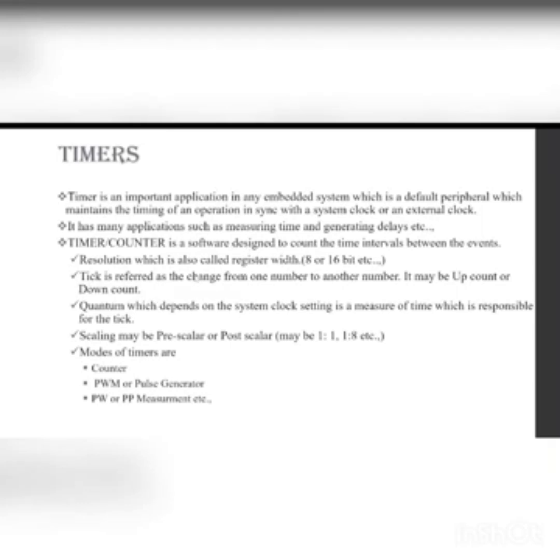Resolution, which is also called register width, is 8 or 16 bit, etc. It is referred to as a change from one number to another number. It may be up count or down count. Quantum, which depends on the system clock settings, is a measure of time which is responsible for this tick. Scaling may be prescaler or postscaler, maybe 1 is to 1, 1 is to 8, etc. Modes of timers are counter, PWM, that is pulse generation, and pulse width or period measurements.